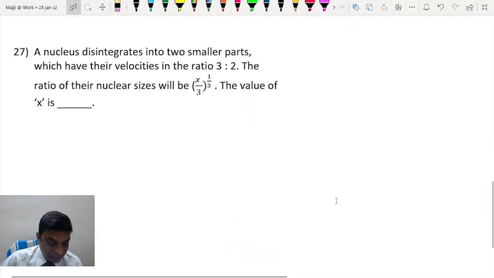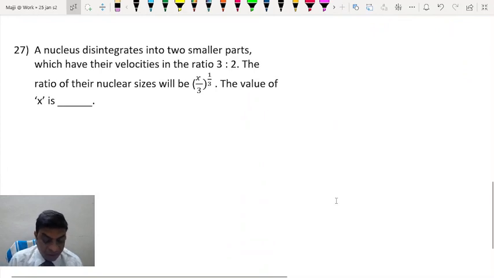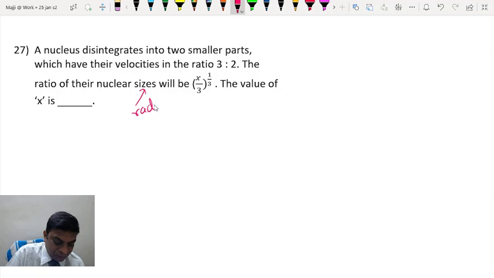A nucleus disintegrates into two smaller parts which have their velocities in the ratio 3:2. The ratio of their nuclear sizes. Here by size we mean radius. That should be clear to you. By size we mean the radius.